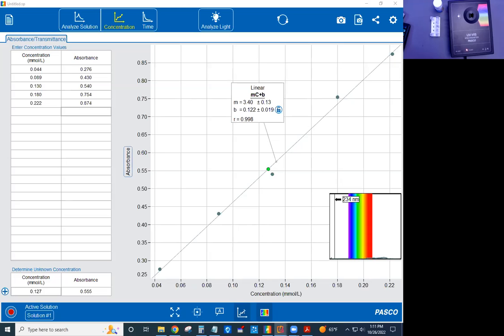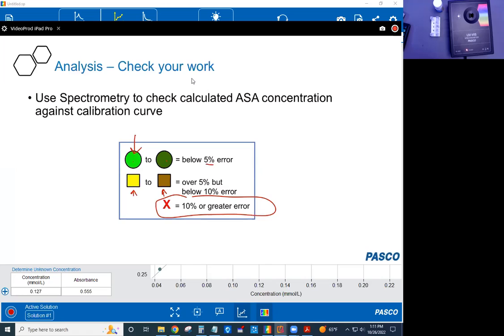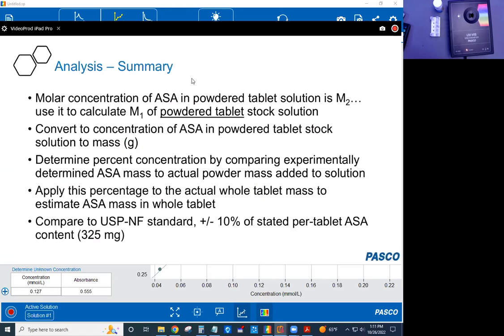Spectrometry has helped us not only solve our problems, it's also given us the information we need to finish our calculations here. Here we go. Here is this analysis of all the math that we have to do from that concentration that we just got, that 0.127. We've got to convert that concentration back and figure out what is the concentration in that cloudy solution. Because if we get the concentration of that cloudy solution before we filtered it, we can figure out what's the mass of acetylsalicylic acid in that stock solution. And if we know that, we can figure out, well, what percentage of that powder is actually acetylsalicylic acid.